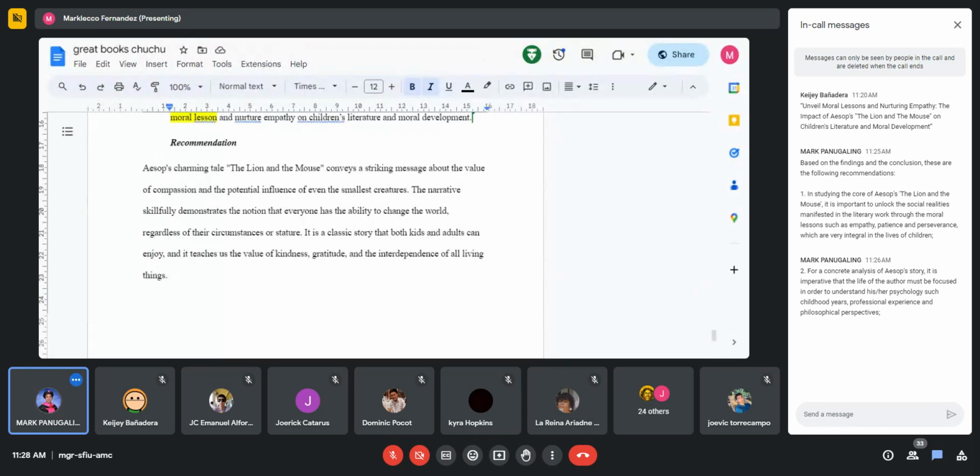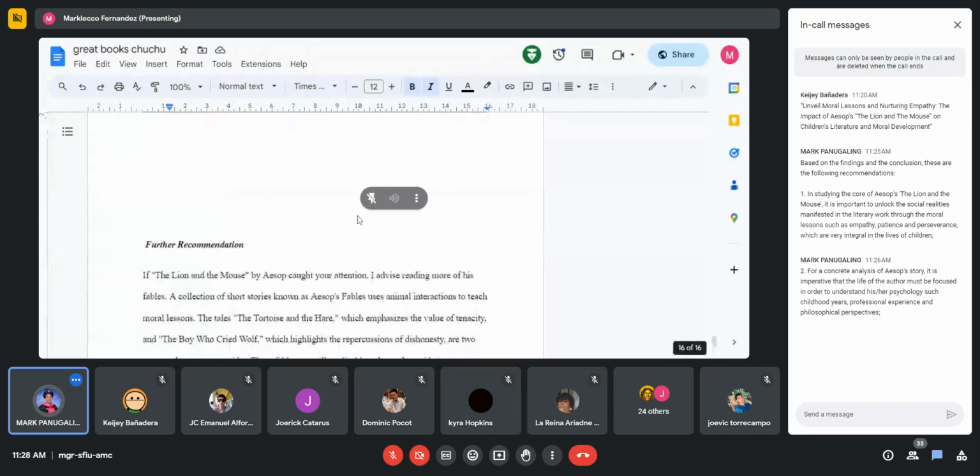Got it. Yes, Doc. And then further recommendations. You give us some books to read. Below, move lower, so others can also find how to do it.